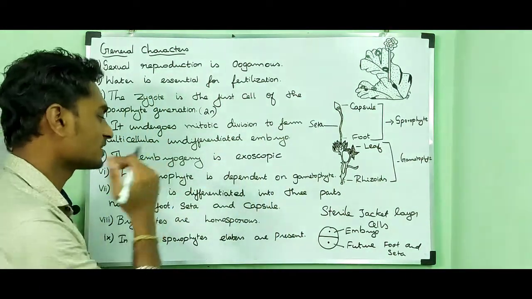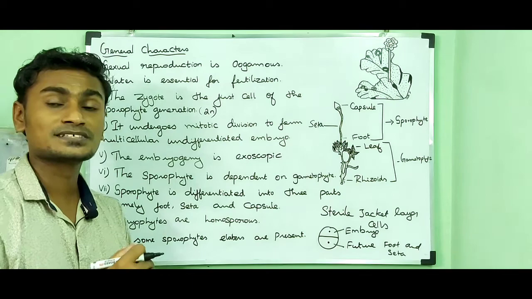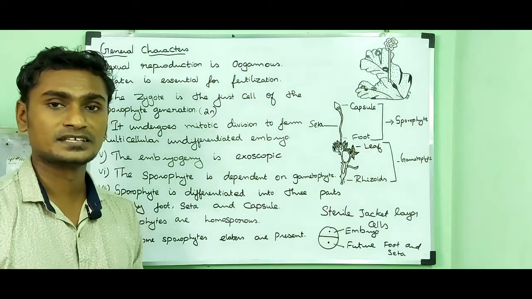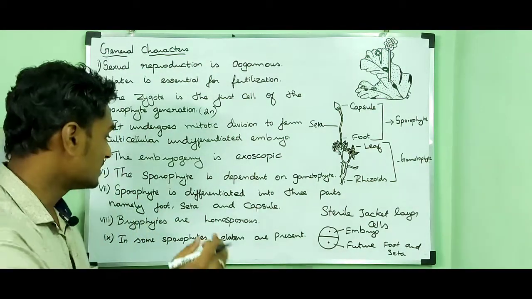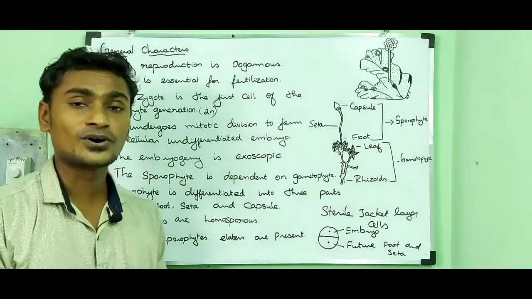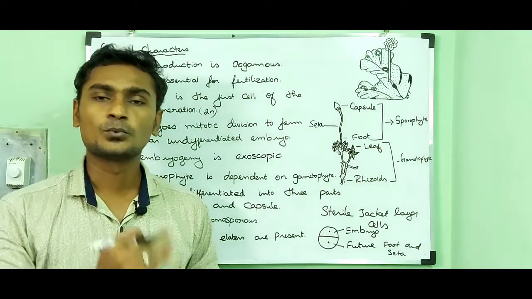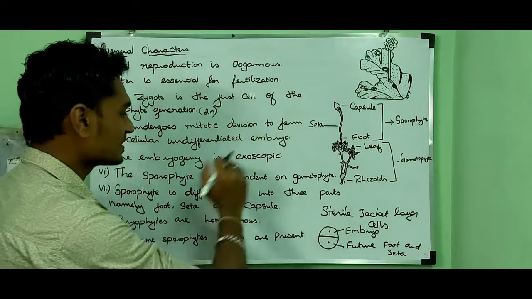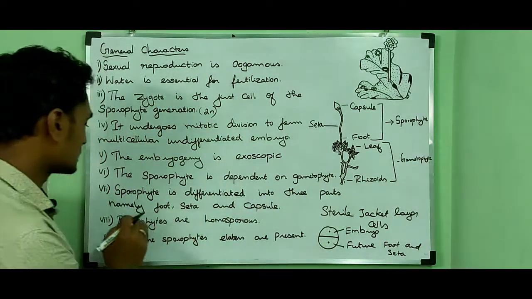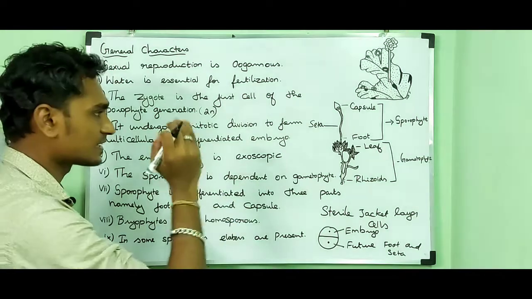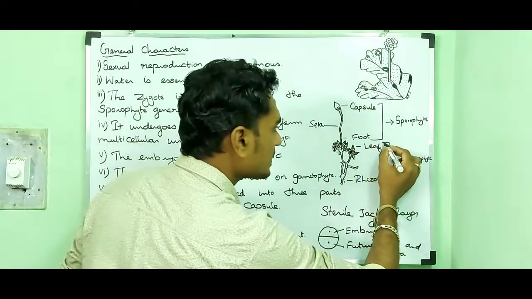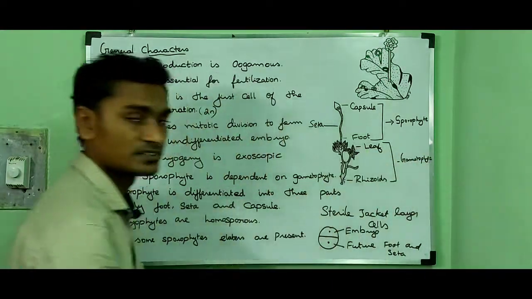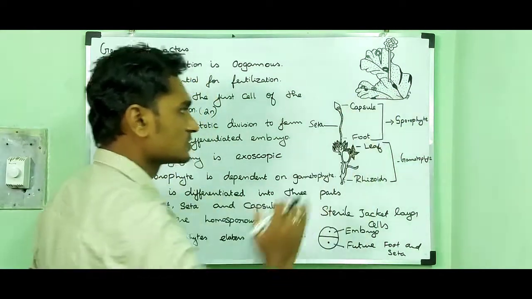So what can we call the sporophyte? Sporophyte is a semi-parasite. A semi-parasite because it depends upon the gametophyte for nutrition and water. Then the sporophyte is differentiated into three parts, namely foot, seta and capsule. This region is called the gametophyte, and this region is called the sporophyte.